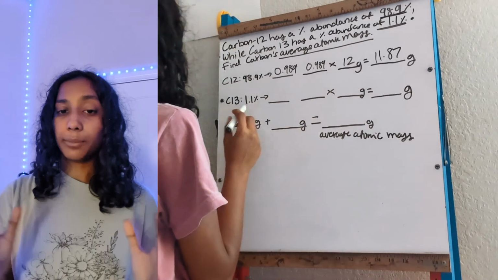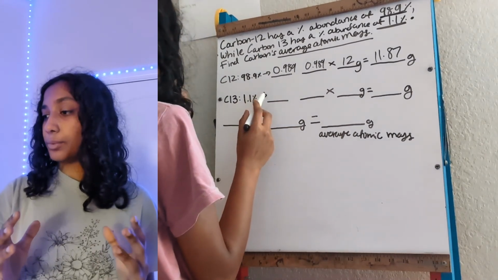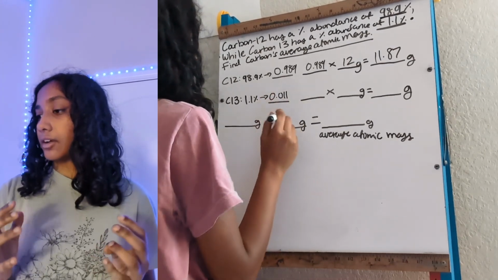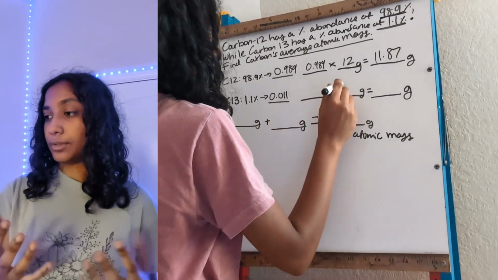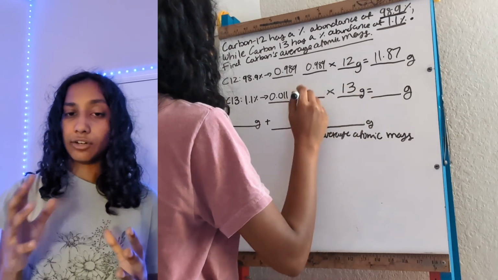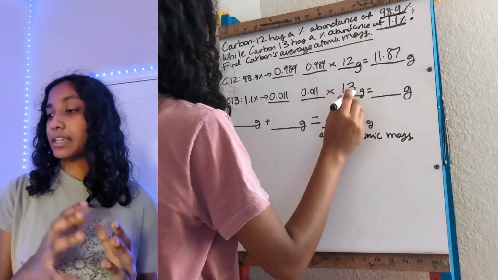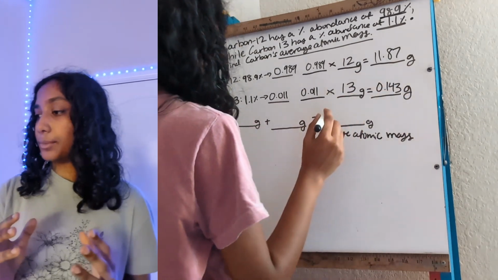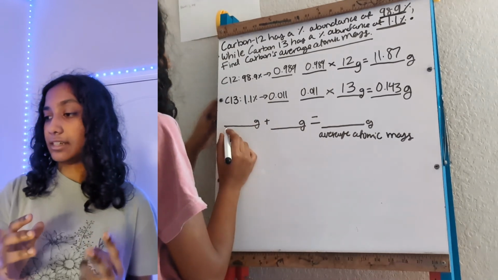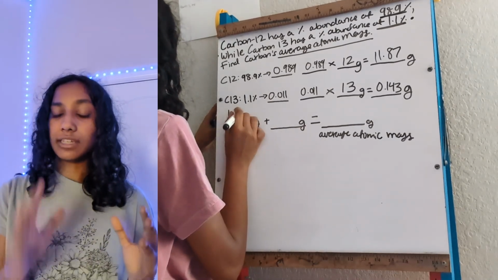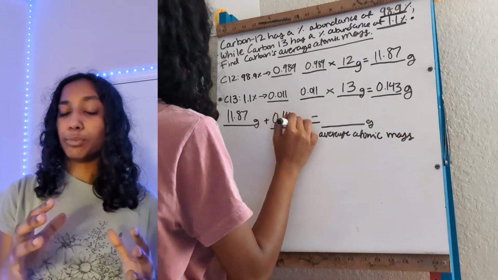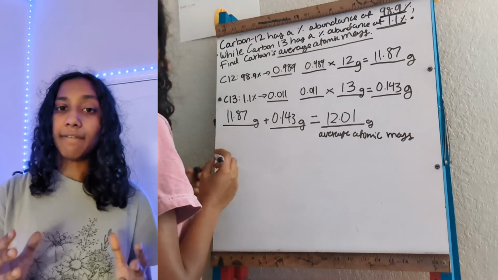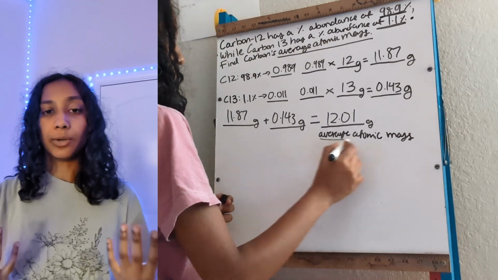Now let's do the same thing with carbon-13. Converting 1.1% into a decimal gives us 0.011. Carbon-13's mass is 13 AMU, so we multiply 0.011 by 13 to give us 0.143. Now we add the numbers that we got for carbon-12 and carbon-13. 11.87 plus 0.143 gives us 12.013, which we can round off to 12.01. So the average atomic mass for carbon is 12.01 grams.